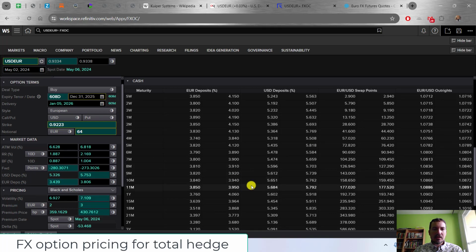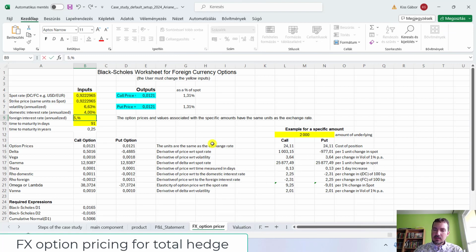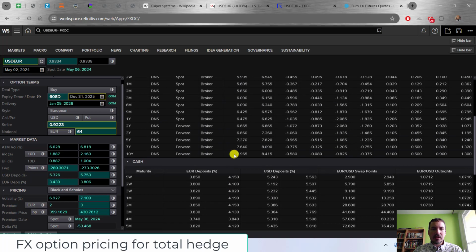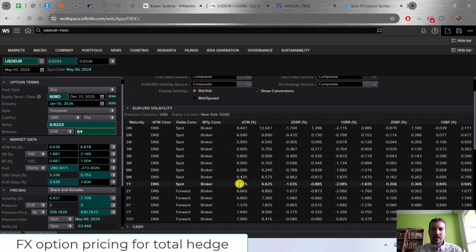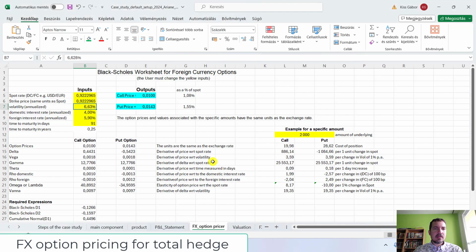Foreign US dollars, 5.9%. And let's go back to volatility because we have different data for volatility as well. And 6.6%. Yeah, okay, that's good. Yeah, because this was already checked. And okay, time to maturity in days.